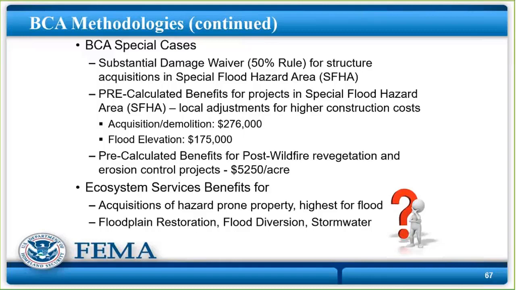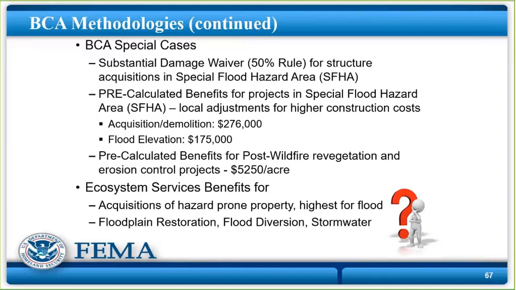Okay. Pre-calculated benefits. So if you're doing flood elevations, FEMA has determined that $276,000 per house or $175,000 per house for flood elevations are cost effective. If your project costs less than that, you don't have to do a benefit cost analysis. Plain and simple. And guess what? You get to do a locality adjustment for higher construction costs, which are typical here in the Pacific Northwest and really high in Alaska. So we take that 276 and multiply it by the multiplier, and a lot of times here in the Seattle metro area, that's around $350,000 to $370,000.